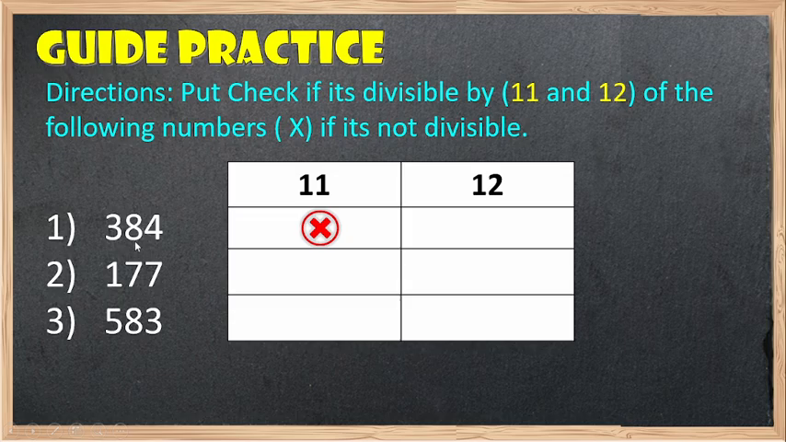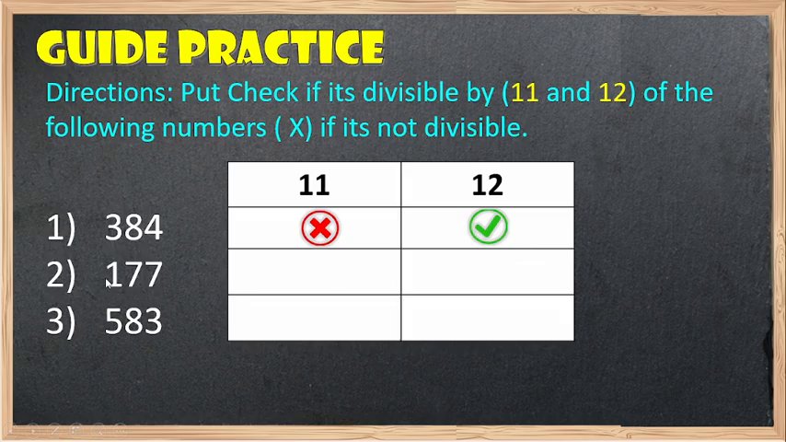Let's see. The last two digits are 84. 84 is divisible by 4. And then 3 plus 8 plus 4, the answer is 15. Therefore, this should be divisible by 3. Satisfying the condition that it is divisible by both 3 and 4, this would be divisible by 12.